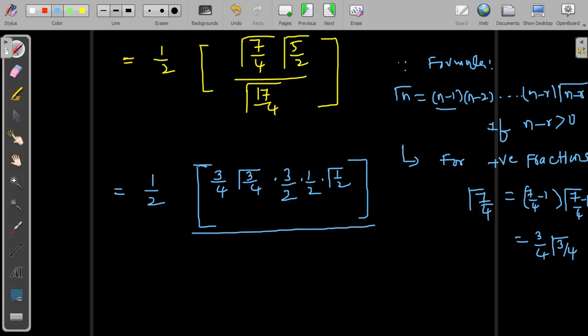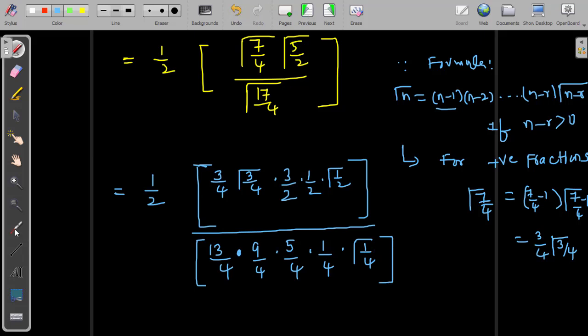Now I will simplify the denominator. I'll use another box for the denominator. 17 by 4 minus 1 is 13 by 4, because 17 minus 4 is 13. Again 13 by 4 minus 1 is 9 by 4. Then 9 by 4 minus 1 is 5 by 4. 5 by 4 minus 1 is 1 by 4. But 1 by 4 minus 1 will give you minus 3 by 4, so it's a negative result. So after 1 by 4, put gamma 1 by 4.